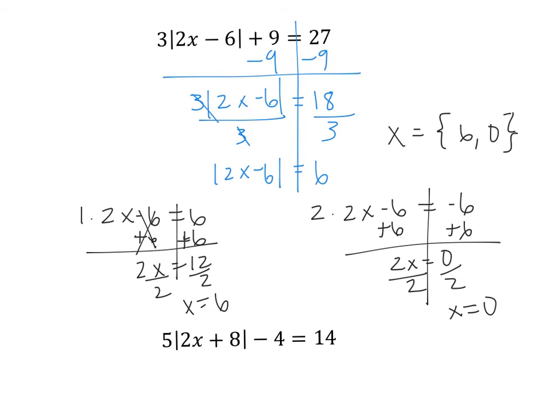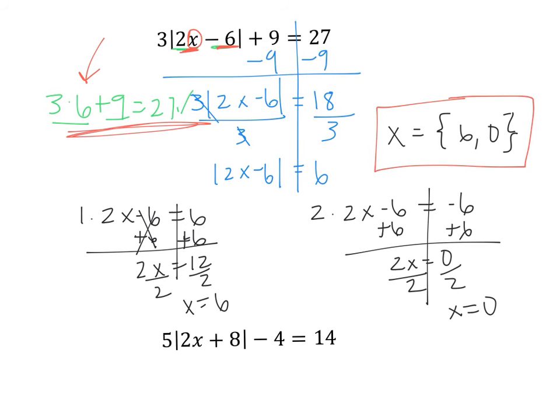And let's double check our answer. So I'm going to plug in 6 right here for x, and 2 times 6 is 12. 12 minus 6 is 6, and the absolute value of 6 is 6. So 3 times 6 plus 9 should equal 27, and it does. 18 plus 9 is 27. And then if I plug in 0 right here, 2 times 0 is 0, minus 6 is negative 6. The absolute value of negative 6 is 6. So I'll just redo this right here, and I will get my answer to work out. So my two solutions are 6 and 0.